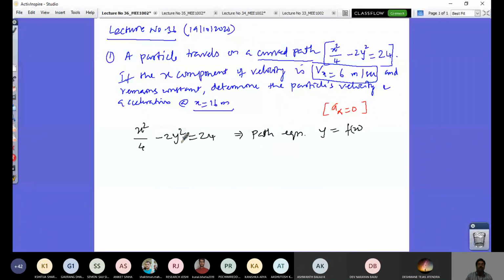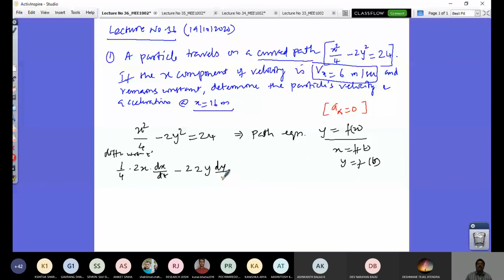So if I do that, I have 1 by 4 as a constant here, so this is going to be 2x into dx by dt minus 2 into 2y into dy by dt equals 0. I'm differentiating with respect to time because in this path equation, x is a function of time and y is also a function of time. The 24 on the side is a constant.